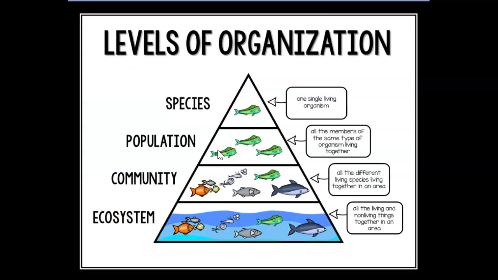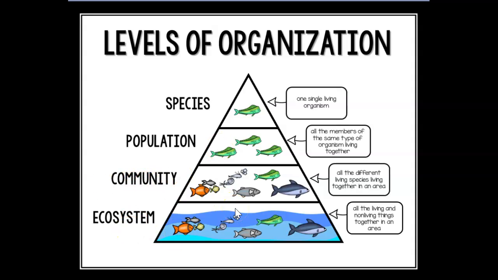And so we have these different levels, and we can think about it as a pyramid because they're getting bigger as we go on, right? So species is that one organism, population is all of the members of the same type of organism living together. Community is all those different species living together, and then ecosystem is everything in that area.